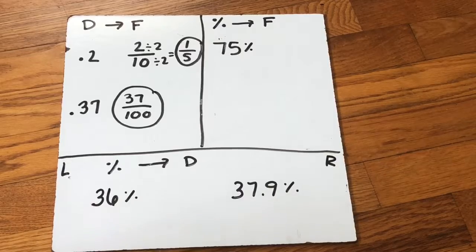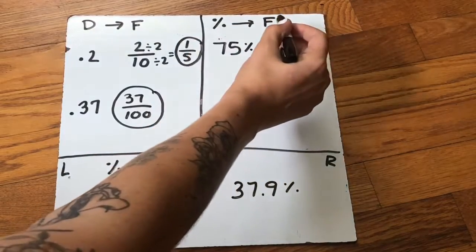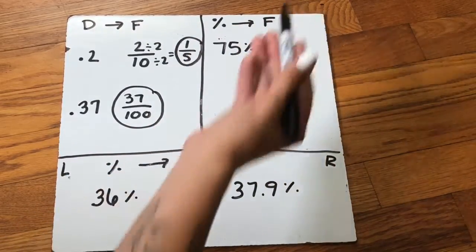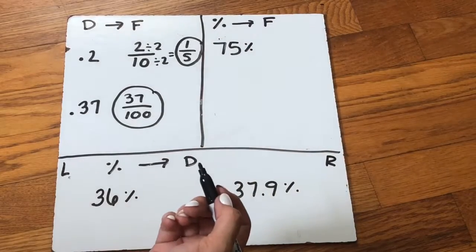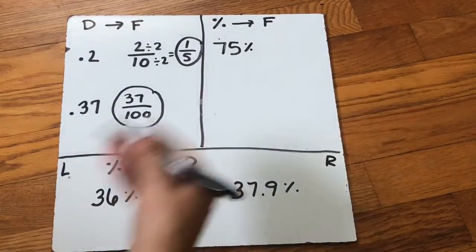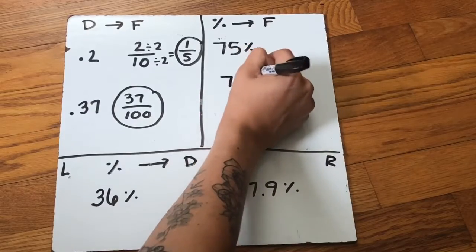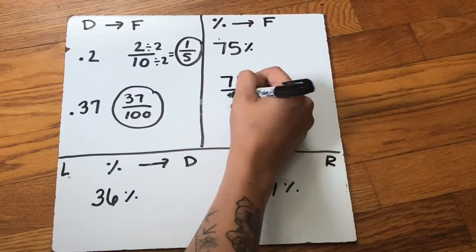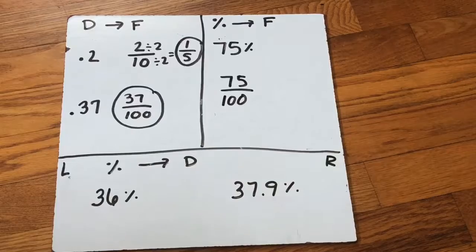All right, now let's look at percent to fractions. Percent to a fraction. So what I'm going to do is remove my percentage sign and put the number over 100. Every time we're doing a percent to a fraction, we always put it over 100. All right? Percent over 100 is something you're going to hear me say probably 3 million times this school year. Percent always goes over 100.